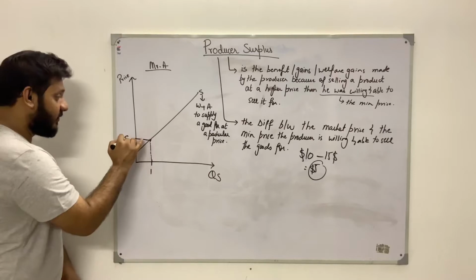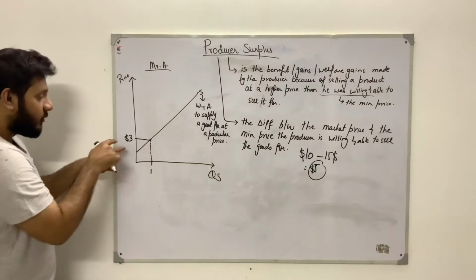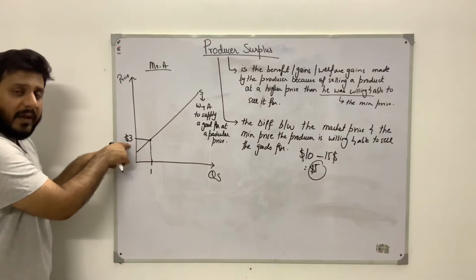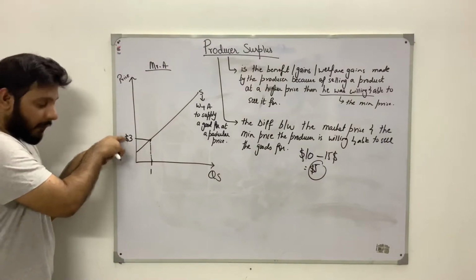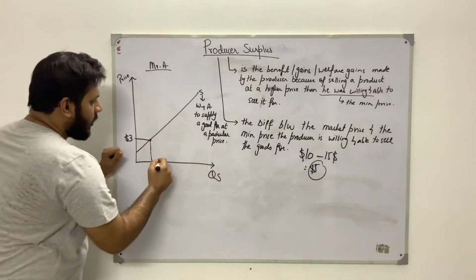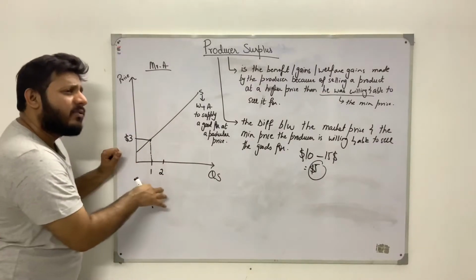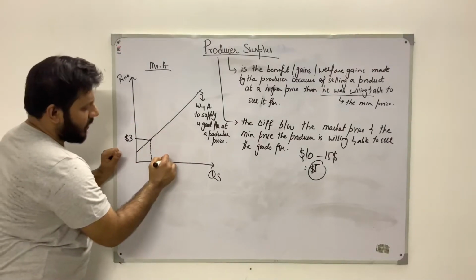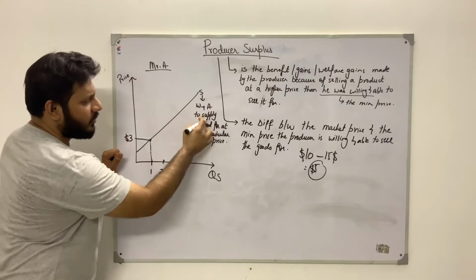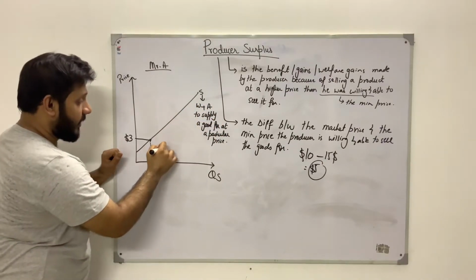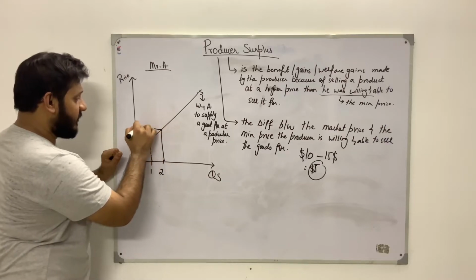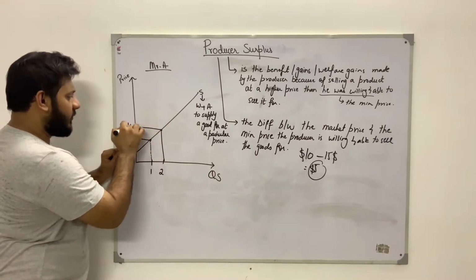So let's say it's $3, right? So the price I'm willing and able to supply my chair for is $3. Okay, fine. Let's say the second chair, how much am I willing and able to supply the second chair for? Okay, since the supply curve is the willingness and ability to supply a good, I'm willing and able to supply this chair at a price of, let's say, $4.